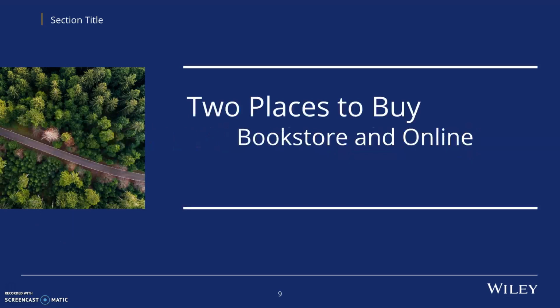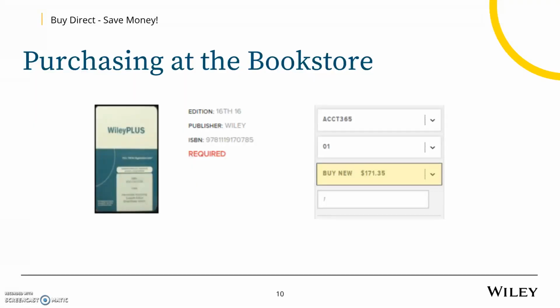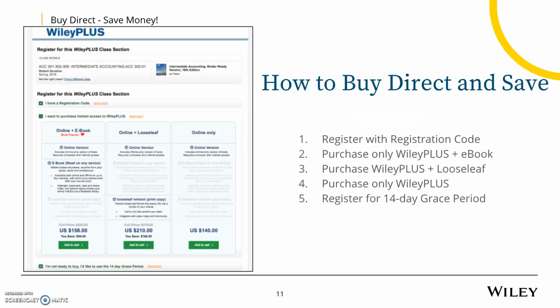There are two places to buy WileyPLUS. You can go to the bookstore and online. The bookstore only has one buying option, Buy New, and it's $171.35. Online is the direct way to buy and should save you money.